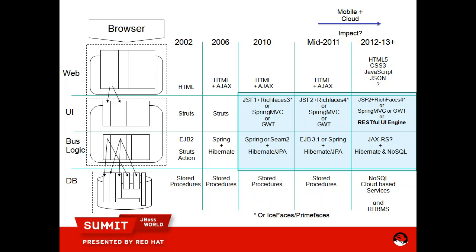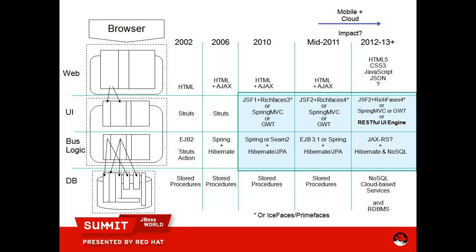I have a little demo of Spring MVC, but a lot of people find that to be very popular. GWT, Google Web Toolkit, has done very well of late. And a lot of people are using Spring or Seam in that middle tier, and then on a Hibernate JPA layer. And then if you look into 2011 and beyond, we're seeing JSF 2 and RichFaces 4 very, very popular, growing in prominence right now.